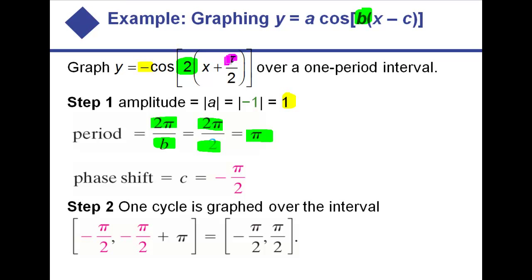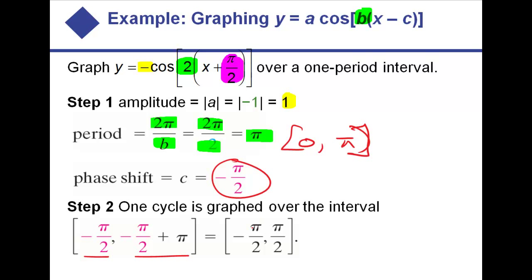Third step, identify the phase shift. In this case, remember, it's x minus c, so c ends up being a negative. C ends up being a negative pi over 2. And so instead of going from 0 to pi, you go from 0 minus pi over 2, right, which is just negative pi over 2, to pi minus that. So here's your new interval. Negative pi over 2 to pi over 2. Still has an overall length of pi.